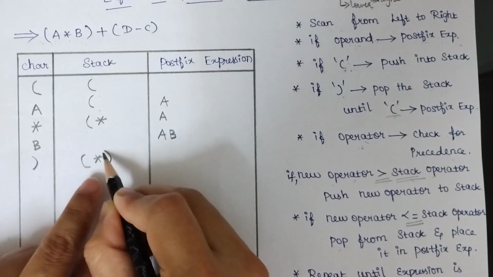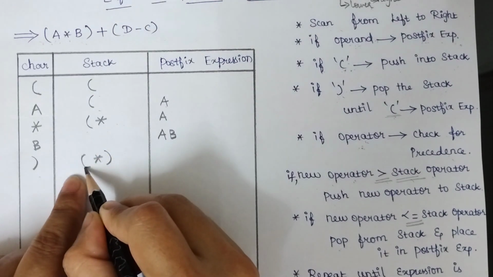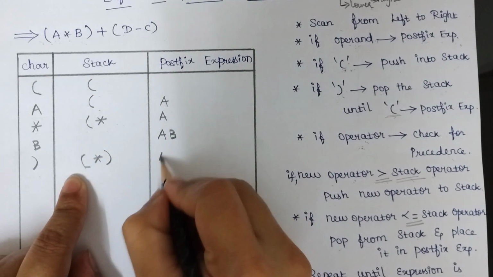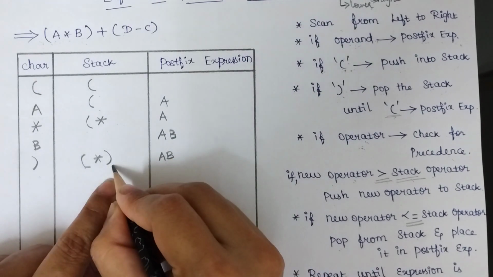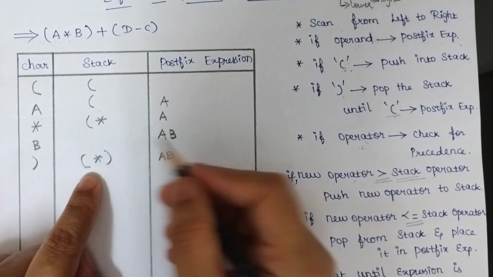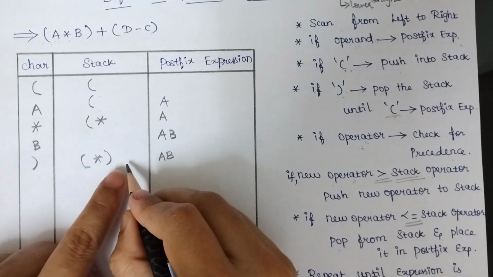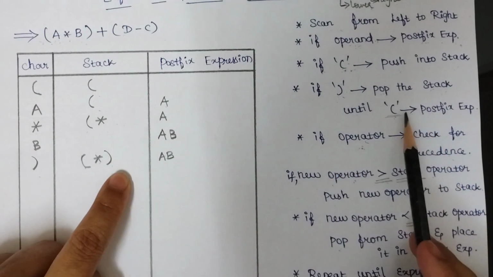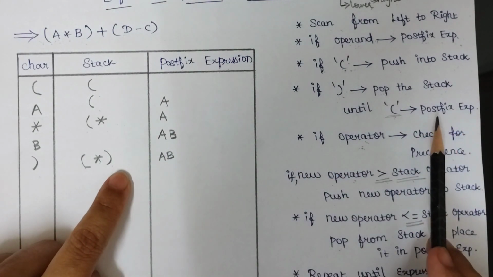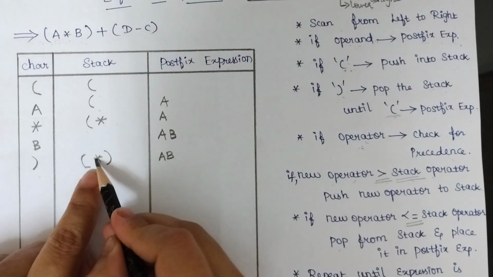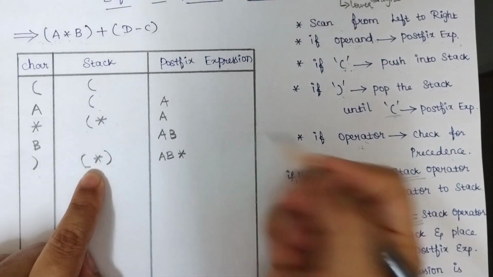Once you find this in the stack, you need to pop out all the operators present inside the stack until it reaches what? Open parenthesis. So here, how many operators do you have in between this open and close parenthesis? Only one operator, star. So you are just popping that star out from the stack. Once it is popped out, you need to add that operator to the postfix expression. So pop this out and then add it to the postfix expression.